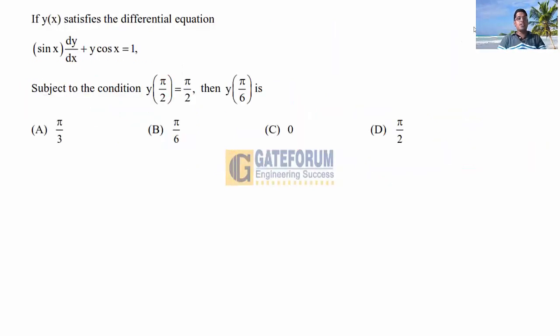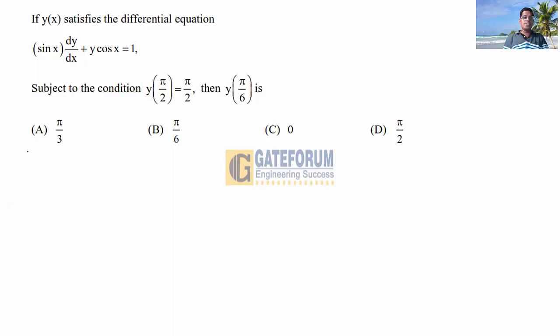The question is: if y of x satisfies the differential equation sin x dy/dx plus y cos x equals 1, subject to the condition y of pi/2 equals pi/2, then y of pi/6 is? Four options A, B, C, D are given. This question is from engineering mathematics, from the topic differential equations, subtopic first order equations.